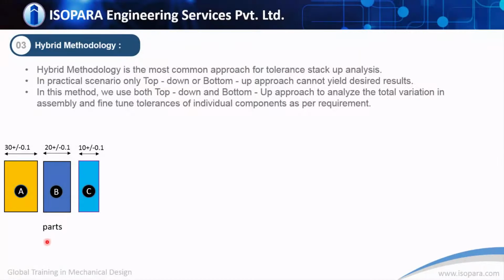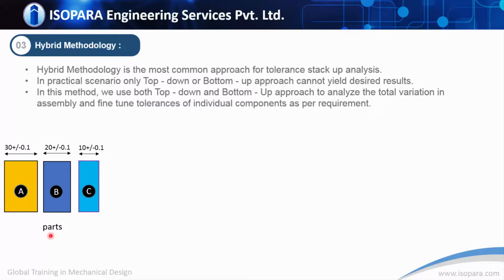Now we will study the hybrid methodology. Hybrid methodology is the most common type of approach compared to those previously discussed, because in a practical scenario only a top-down or bottom-up approach cannot yield an optimum result. In order to obtain an optimum result, we need to go top-down and bottom-up several times. Means we have to consider part level variation, then its effect on the assembly. From the assembly level, we have to again move to the part level and then optimize the tolerances.